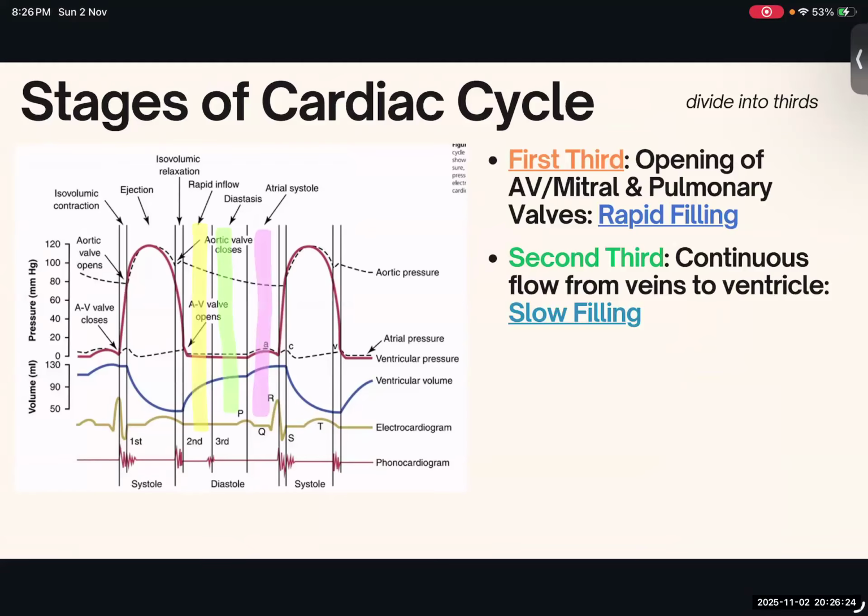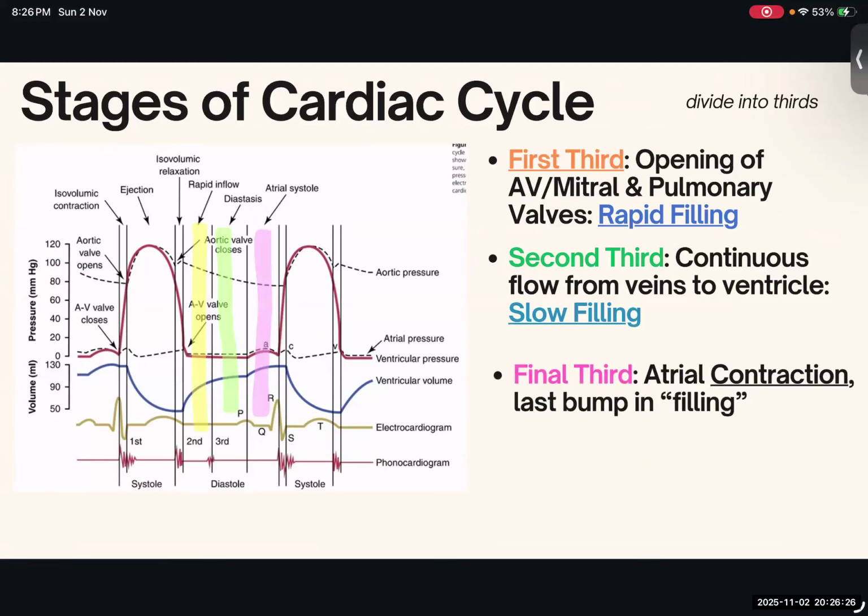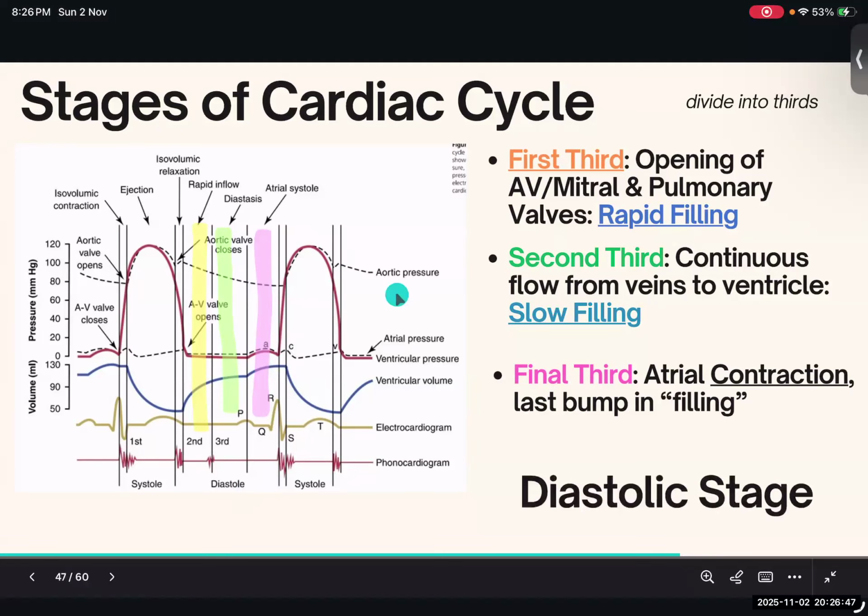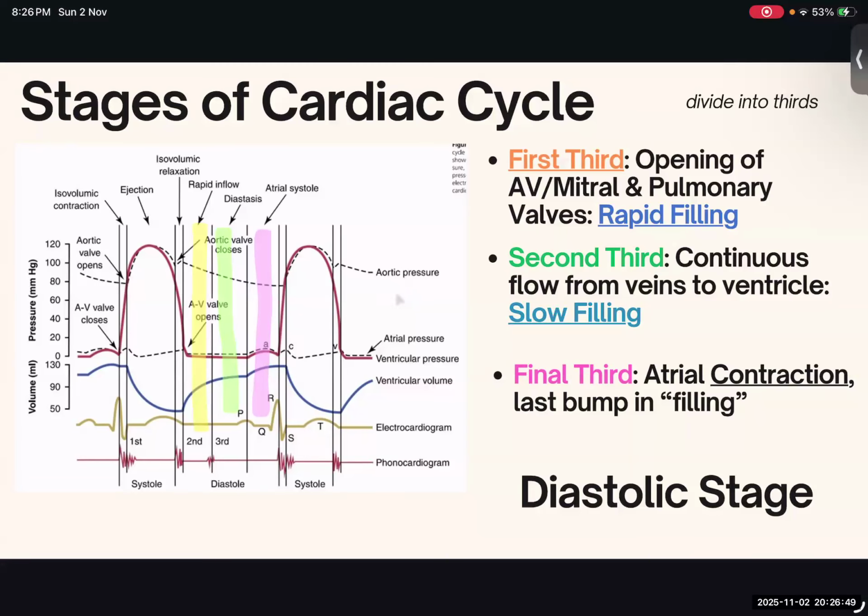And then finally, we have the final third of diastole, which is atrial contraction. Now here, we have the last 20%, give or take, of the blood inside the atria filling into the ventricle. And that coincides with the A wave, which we said was atrial contraction. And this is before systole starts, okay? This is the diastolic stage of the cardiac cycle.